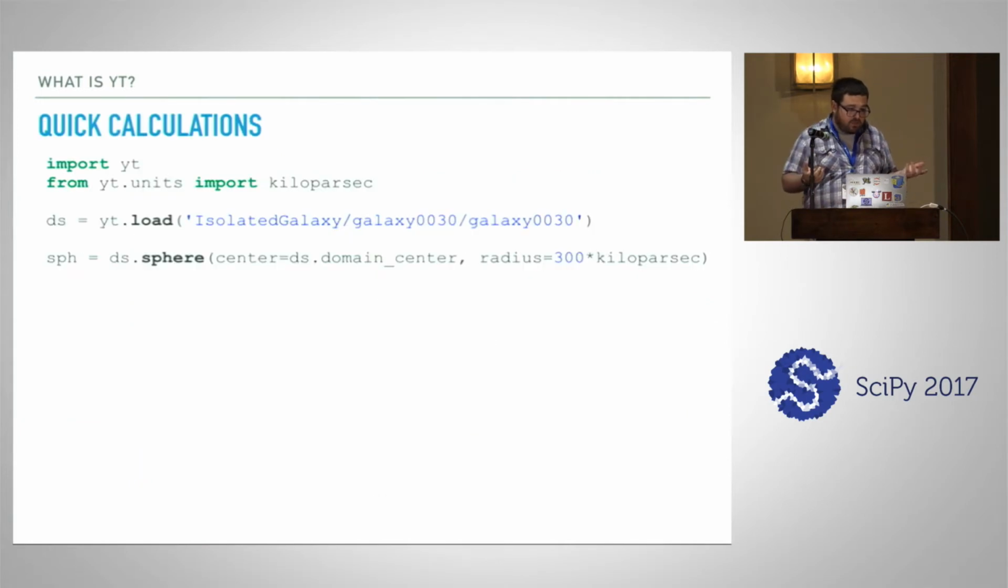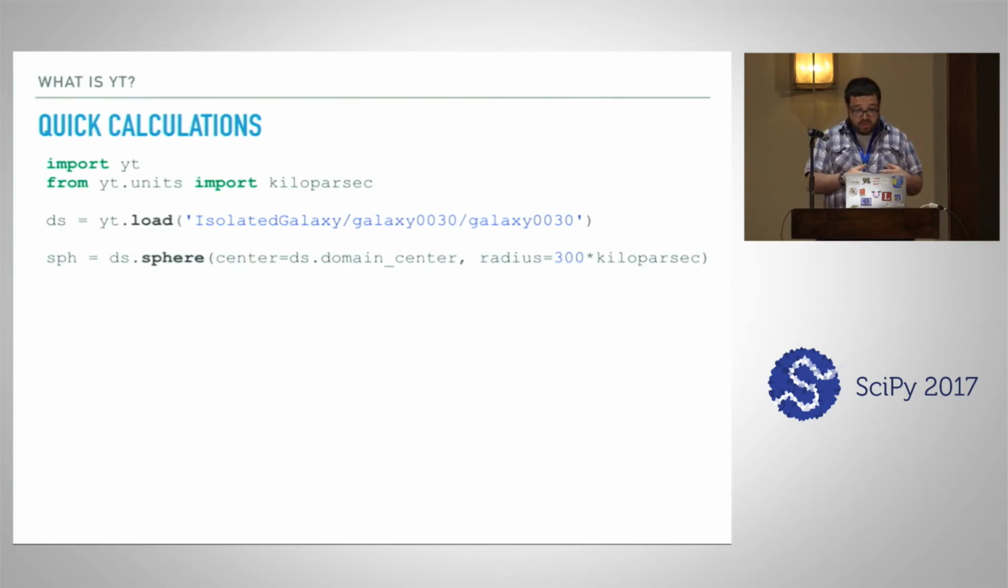So what does YT actually do? I'm going to give one example here. The basic YT script at the top of this slide shows first how to load a dataset. You import YT, and I've also imported something from YT's unit system. Here, yt.load on IsolatedGalaxy galaxy0030, which is about a 300 megabyte Enzo dataset that YT knows how to automatically parse, identify what kind of output it is, and return a dataset object that allows you to do interesting things, for example, further analysis.